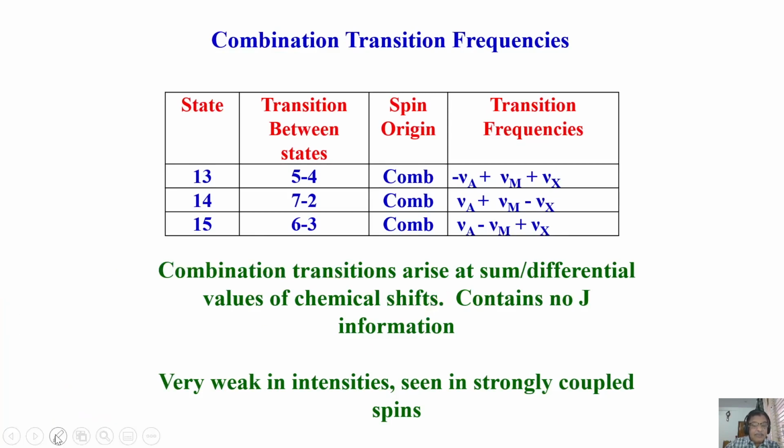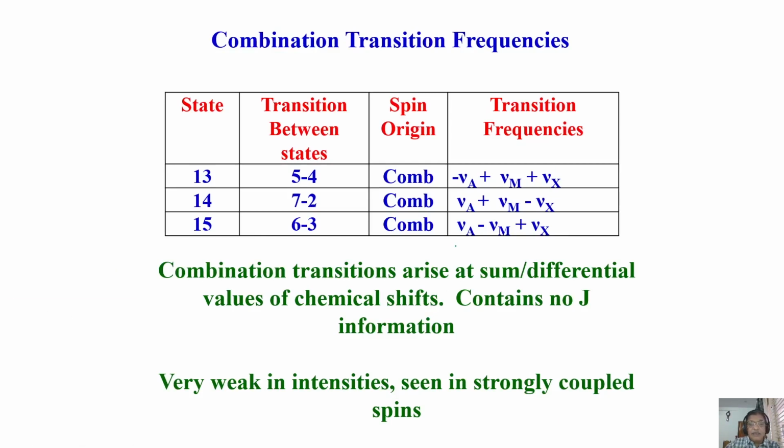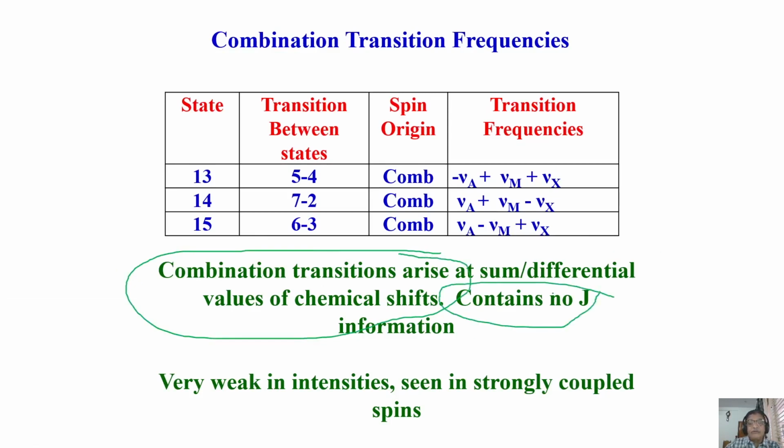It comes at the sum and difference of the chemical shift positions. Okay. Look at this. And it contains no J information at all. It doesn't contain J information. You see here? It is coming only at sum and difference of chemical shift positions. You understand? This is the situation here.